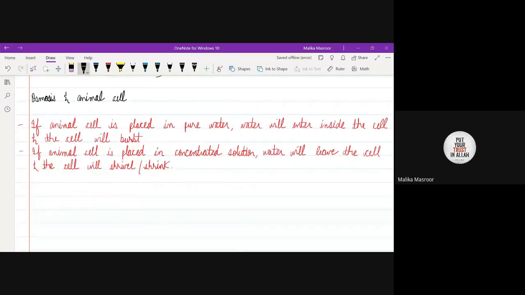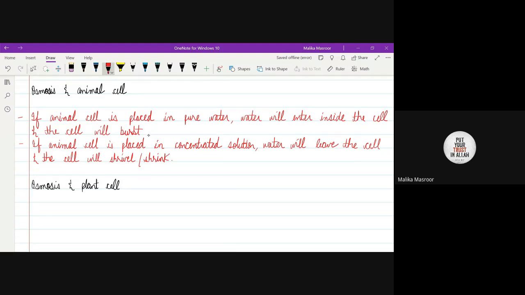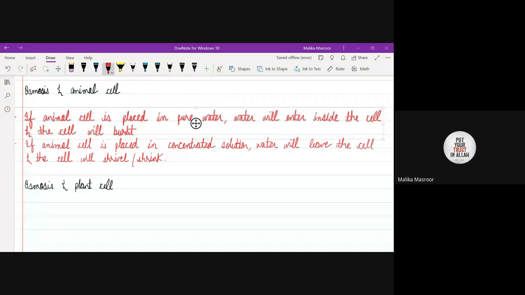Now, if I talk about a plant cell. A plant cell, firstly, will not burst if you place it in pure water because you have a cell wall. We have talked about this in the organelle discussion as well. It's fully permeable and it will let any molecule pass through it. So if you place a plant cell in pure water, water will enter inside the cell and it will become turgid. Water will enter the cell, but it will not burst because it has a cell wall.